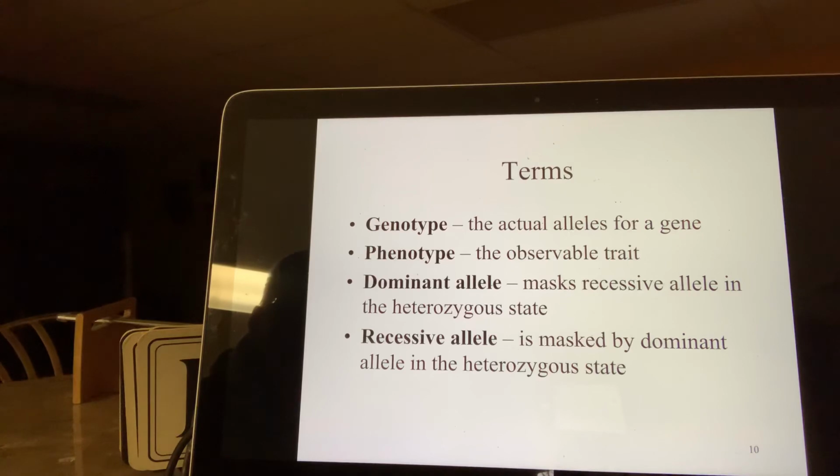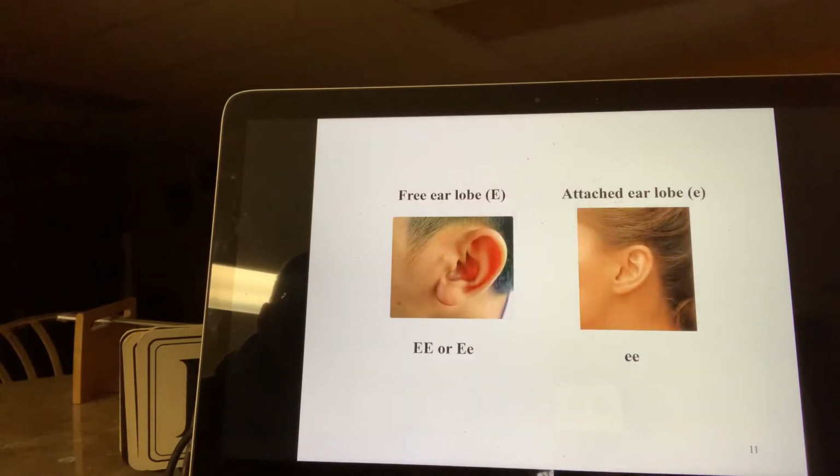A recessive allele is masked by a dominant allele, which means the only way you can phenotypically describe or display that trait is if you got one of those from your mother and one of those from your father. We go back to earlobes.